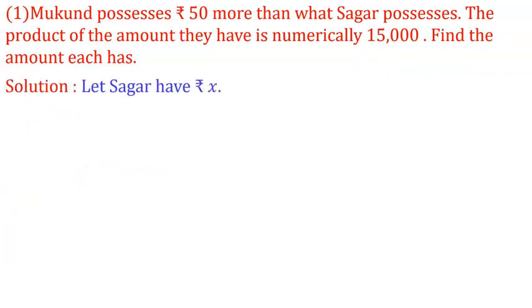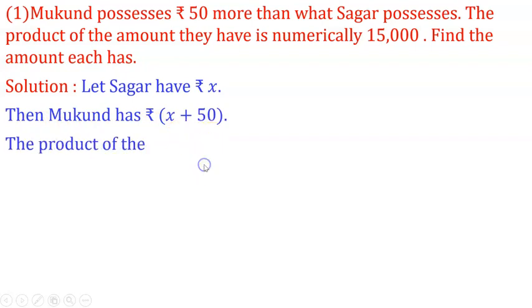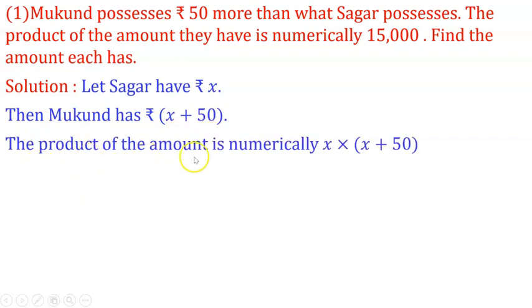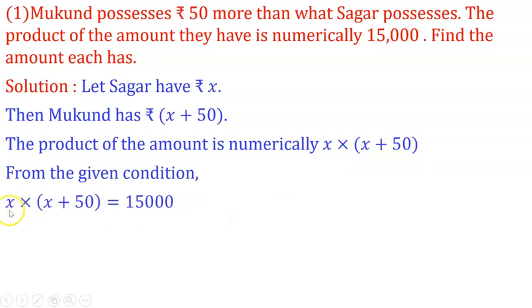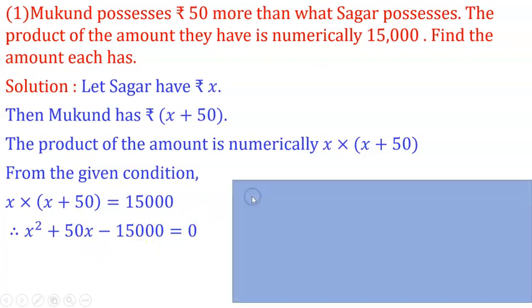Now the solution. Now, who has less? Sagar has less. Let Sagar have rupees x, then Mukund has rupees x plus 50. The product of the amounts is numerically x into, in bracket, x plus 50. Therefore, from the given condition, x into x plus 50 is equals to 15,000. We simplify it: x square plus 50x minus 15,000 is equals to 0.